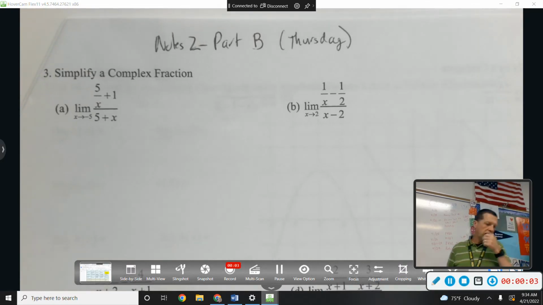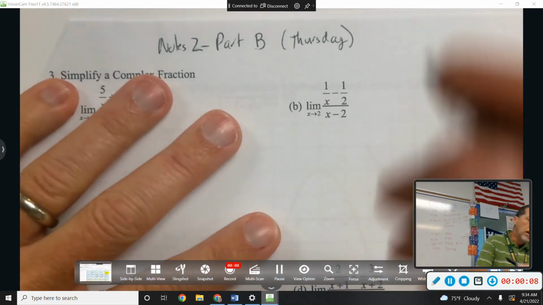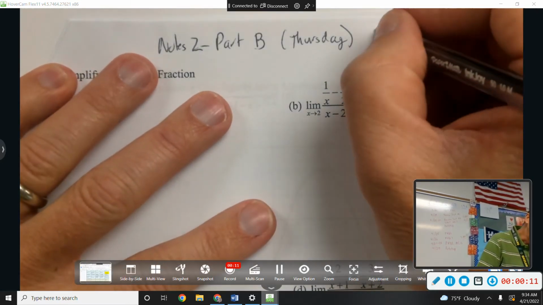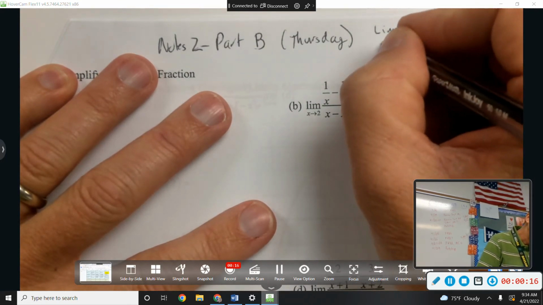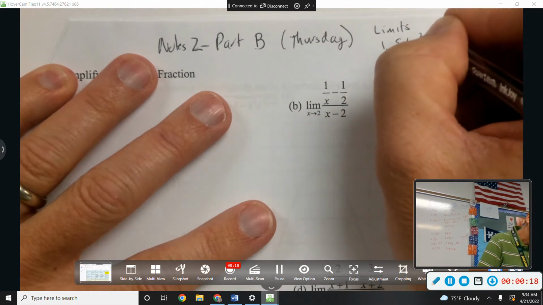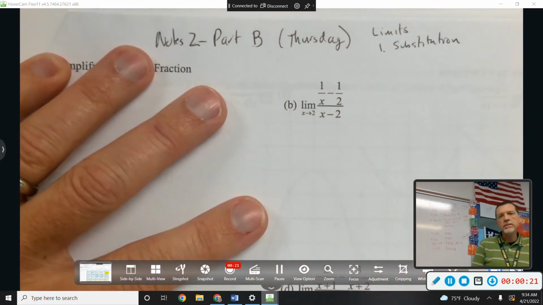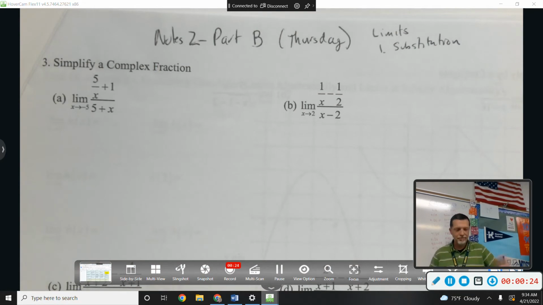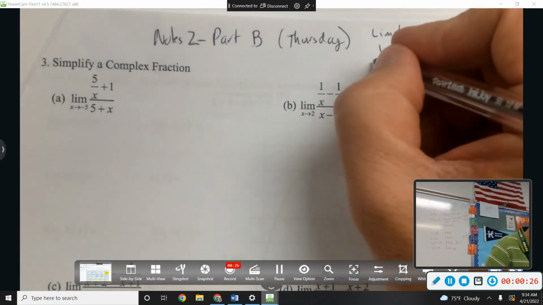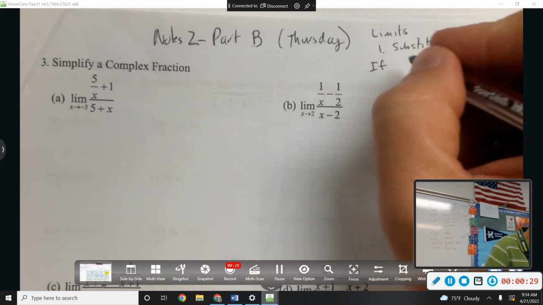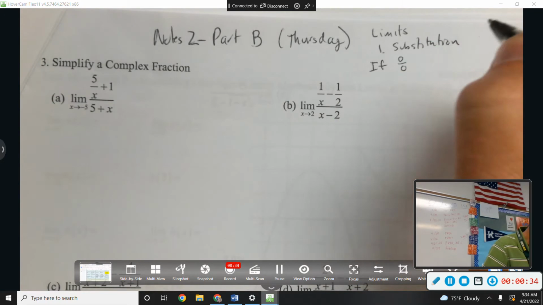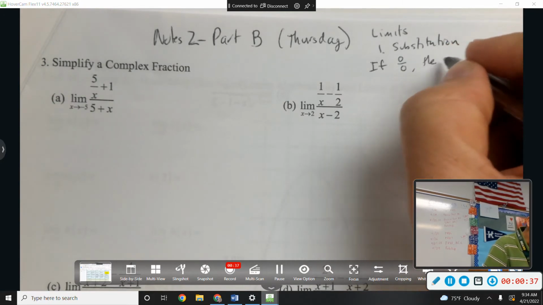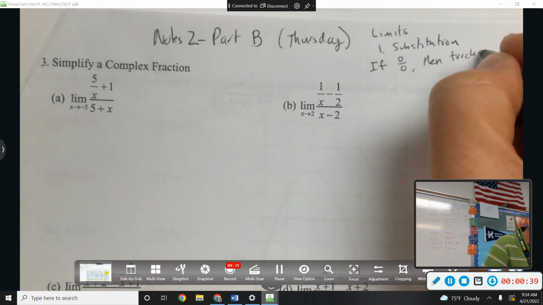So the second part of Notes 2, so it's not really day 2 because now we're on day 3. Let's back up a little bit. Here's our limits process. Step 1 is we try substitution. If we get a good answer, then great. We like that. That's our preferable way to go. But if we get 0 over 0, which is usually what we get, then we have to try one of the tricks.